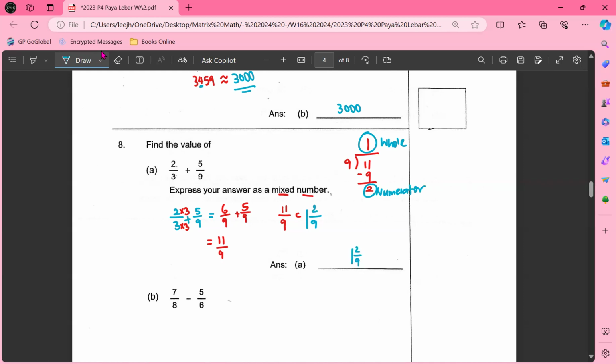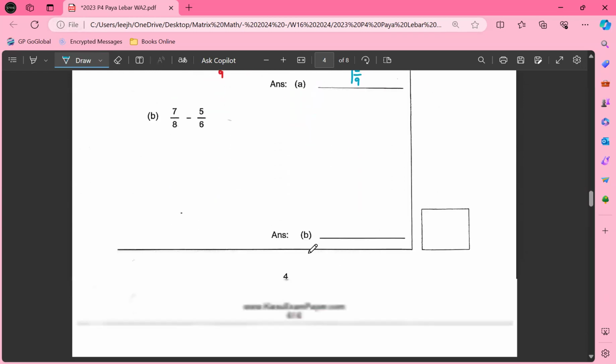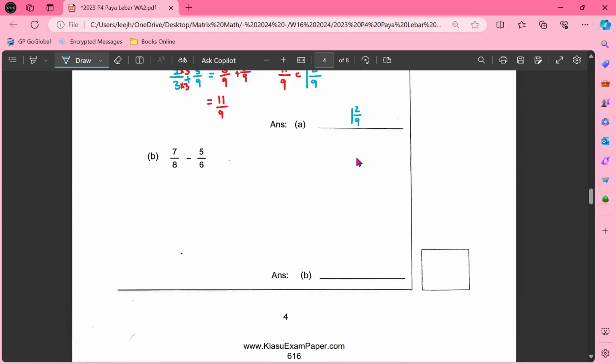Okay, question number B, 7/8 minus 5 over 6. So we are going to write the equation down, minus 5 over 6. We do not do the work inside here, because it's going to be very, very messy. So I will always advise the students to write it down again at a blank space provided. Okay, so 8 and 6.